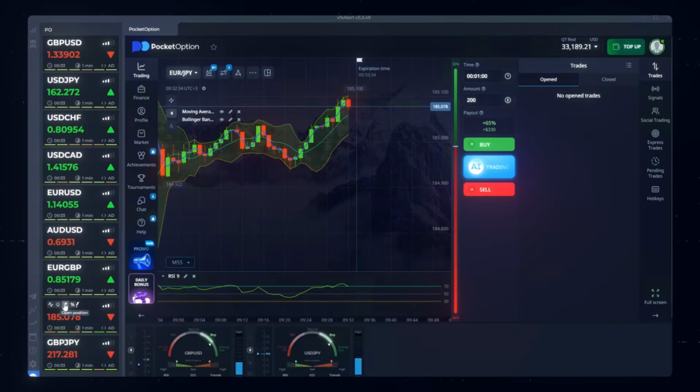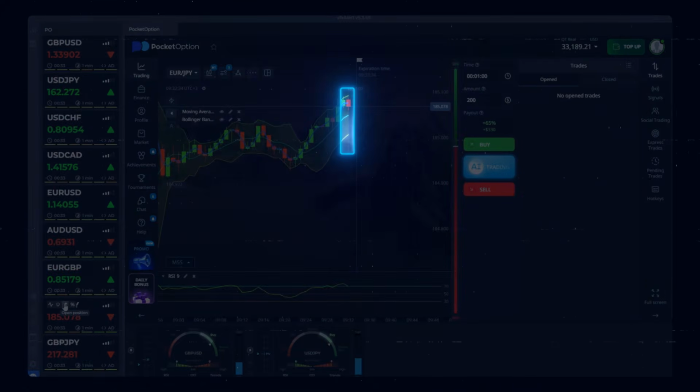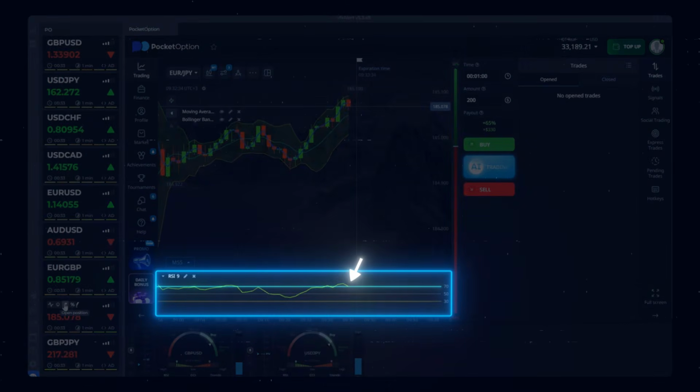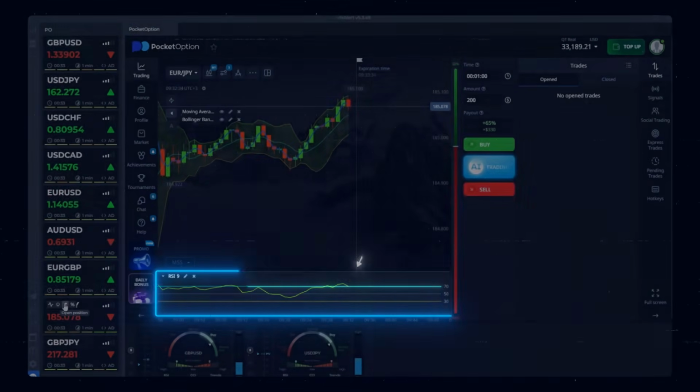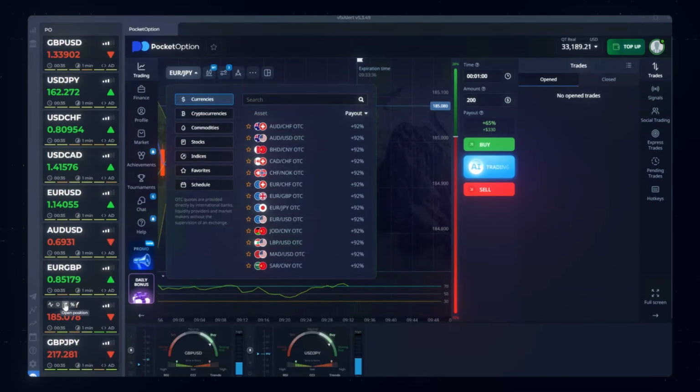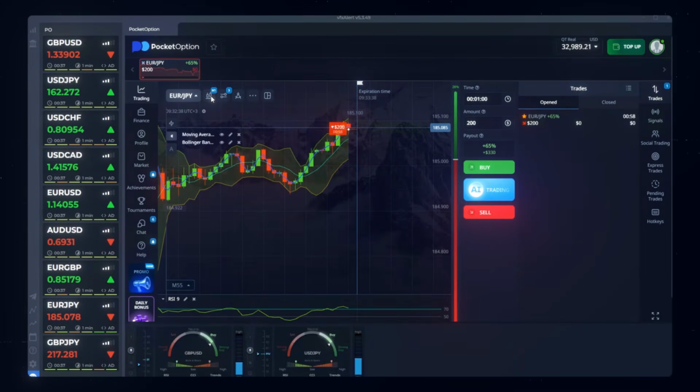The first trade is a sell on EUR-JPY. The price was near the upper band zone after a rise. Relative Strength Index was in the upper area and did not support further growth. By Pathfinder logic, this is a downward scenario. A sell trade of $200 is opened with a payout of plus 65%.